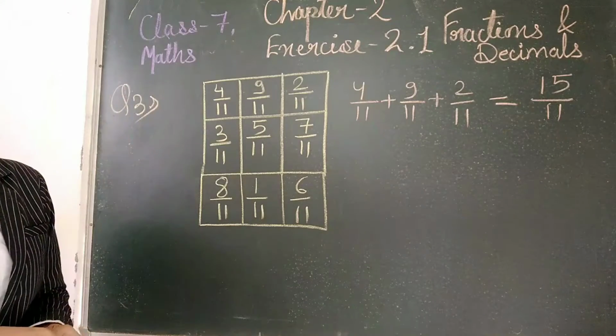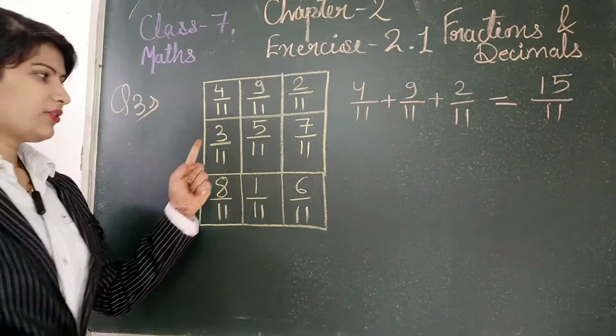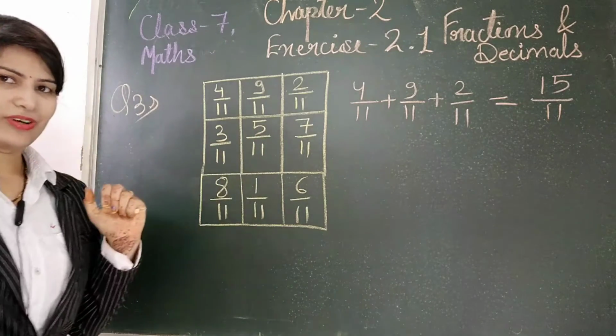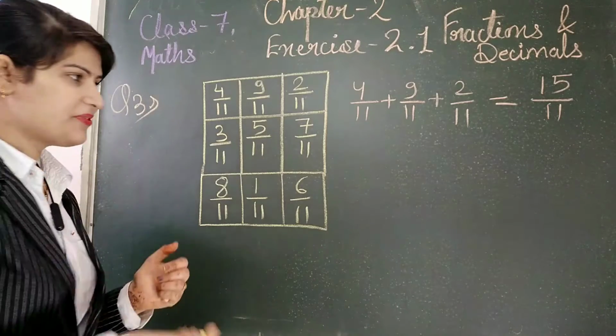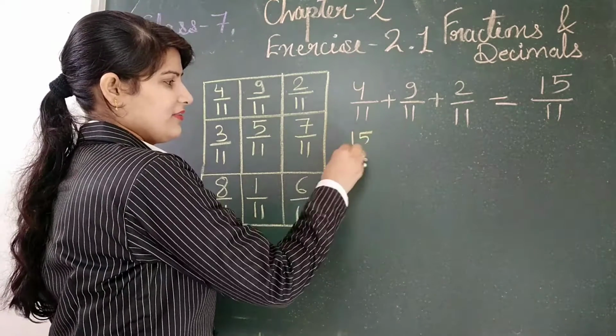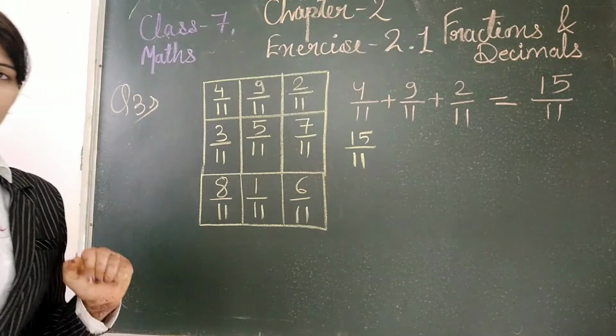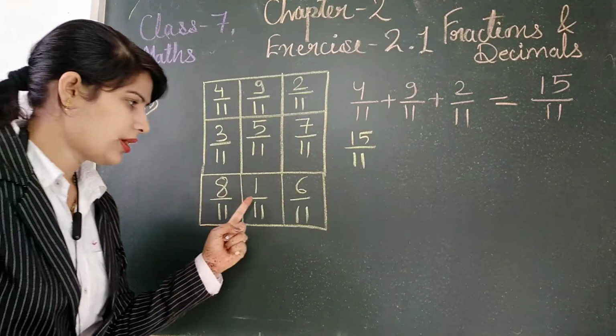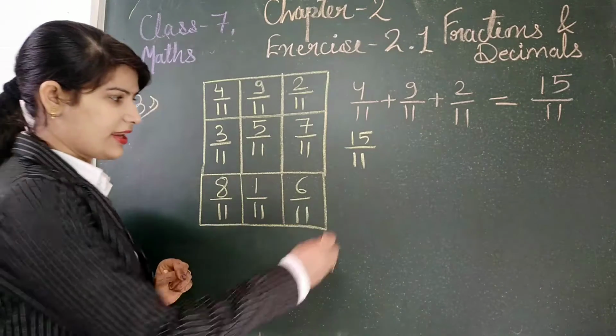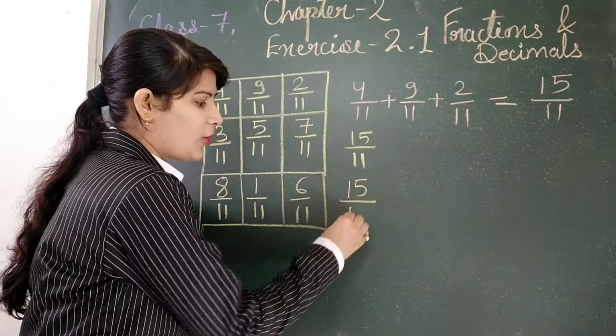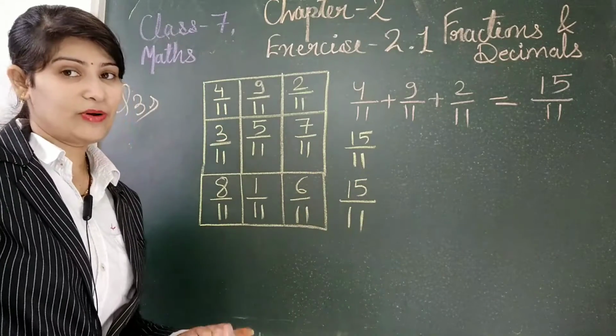Okay. Now check next row. 3, 5, 7. What is our answer? Simple. 15, right? Again 15 upon 11. Now what is our next? 8, 1, 6. Again 15. Oh my god. All rows sum is 15 upon 11.